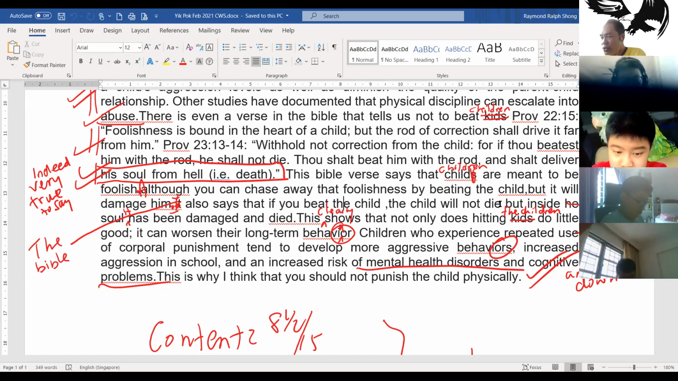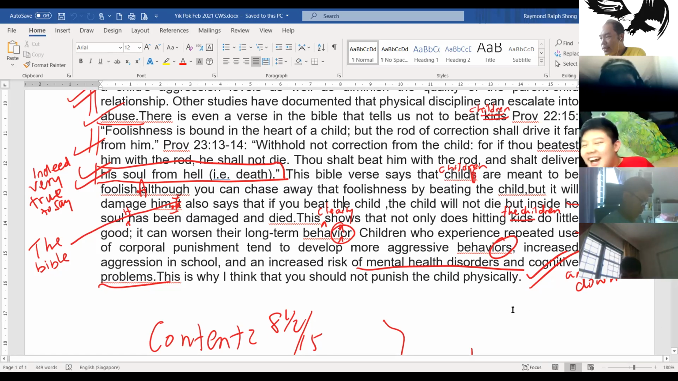Children who experience repeated use of corporal punishment tend to develop more aggressive behaviors, increased aggression in school, and increased risk of mental health disorders and cognitive problems. This is why I think you should not punish the child physically. So take notes and write it down. It's a very good sentence. I think obviously you copied it from somewhere, very good.